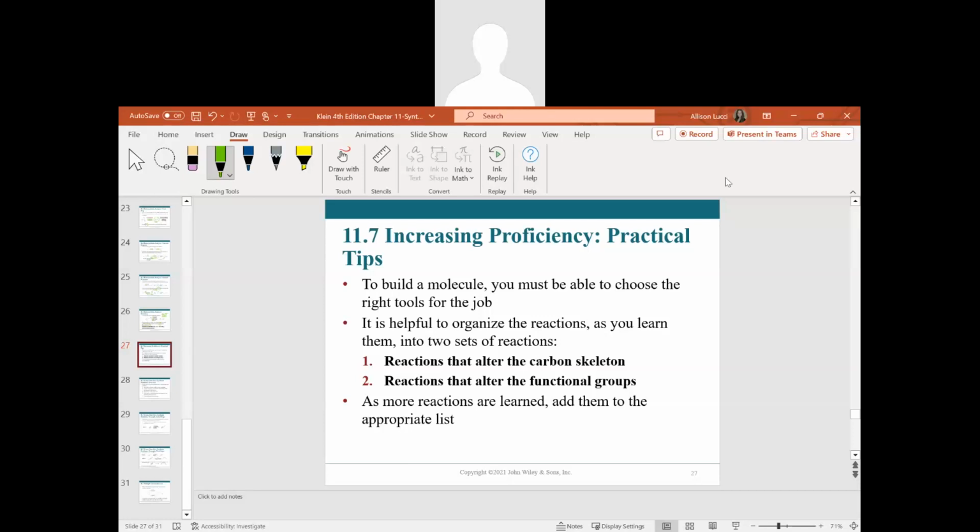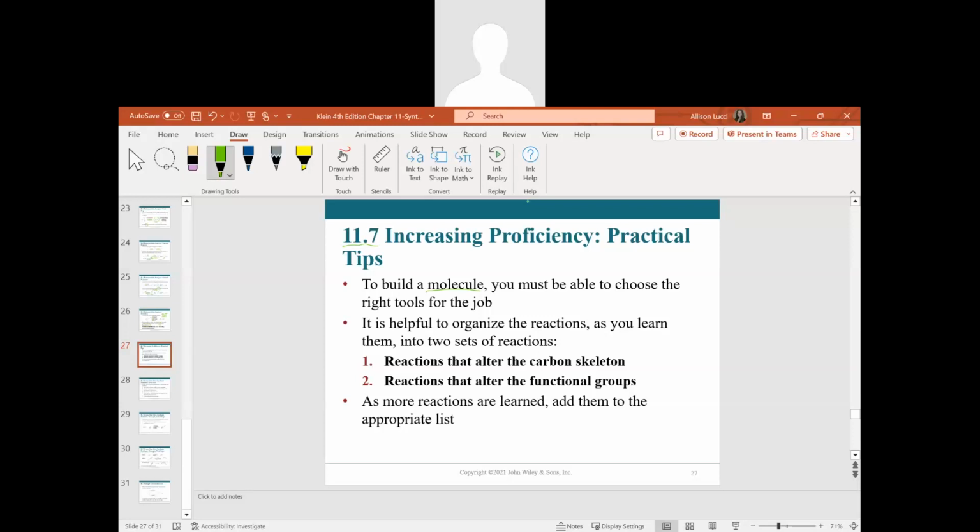In the last section, we'll review from Chapter 11, Section 11.7. We're going to review some tips and ideas that can hopefully help increase your proficiency and your success with solving synthesis problems. So again, we know that to build a molecule, we must be able to choose the right tools for the job. That means the right starting material, the right substrate, the right reagents, and the right steps also come into play. Sometimes if you do step 2 before step 1, you'll get a completely different product. So we'll look at some examples with practice problems doing that.